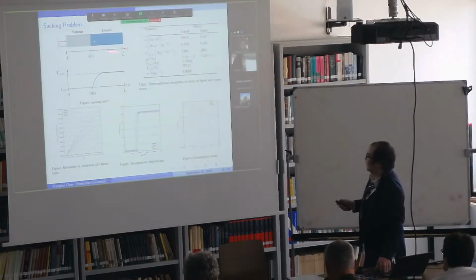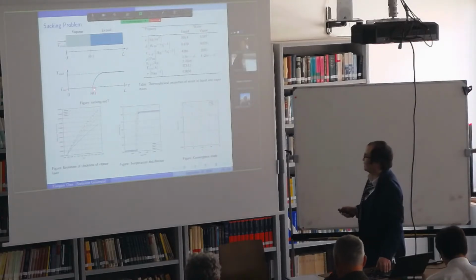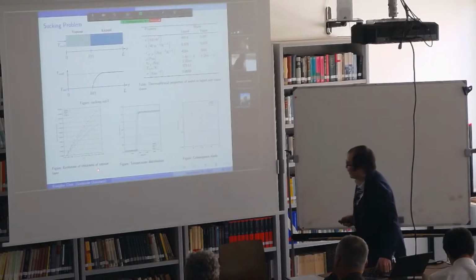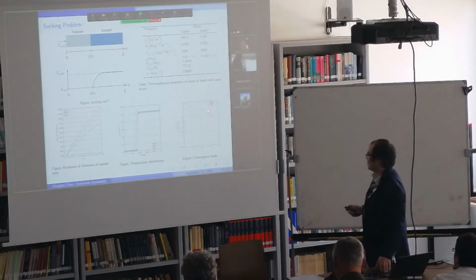For the sucking problem, it is almost the same structure as the previous one, but the initial temperature is different. Now the temperature inside the vapor is the saturation temperature, and the temperature in the liquid is higher than the saturation temperature. For this problem we also have an analytical solution, which is these dots for the position of the interface, and the line is our numerical result, and the middle one is the temperature distribution along the x direction. So the final result is also around first order.